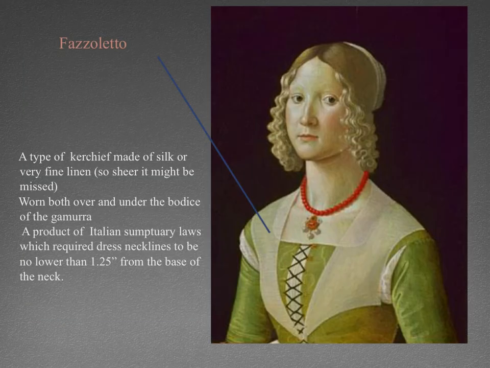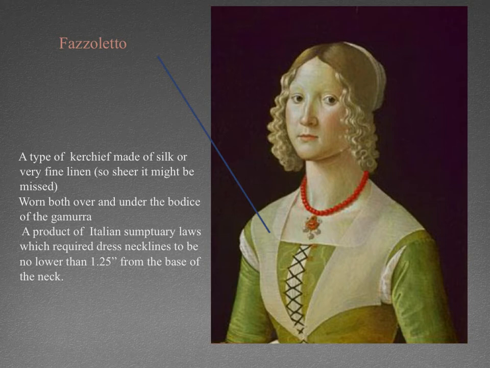So even though we have this bodycon silhouette, we're still kind of aware of modesty. So lots of times in portraits, you'll see these semi-transparent linen or silk kerchiefs, and they're called a fazzoletto. It's so sheer that you just might miss it sometimes, but it's a little kerchief that either drapes over the bodice at the neckline or is tucked into the bodice.